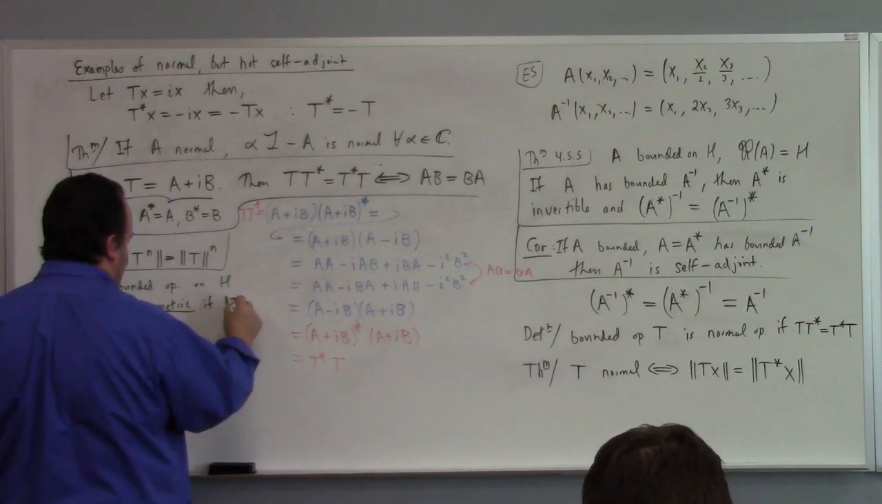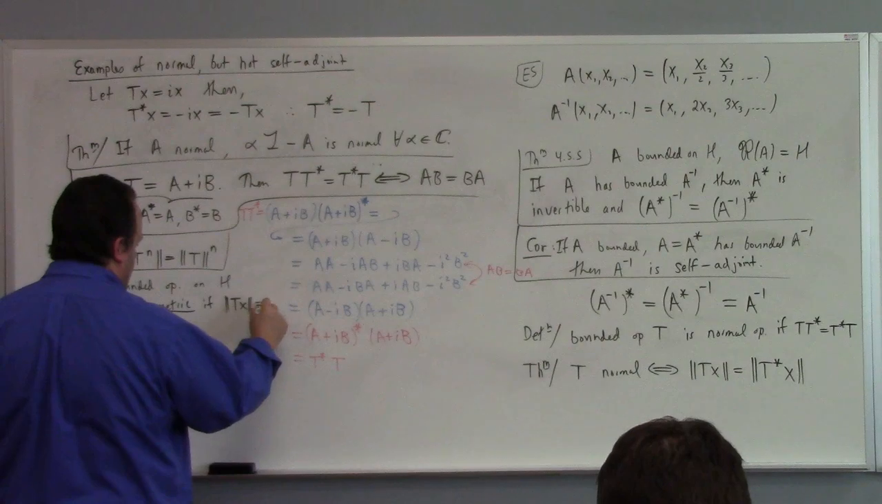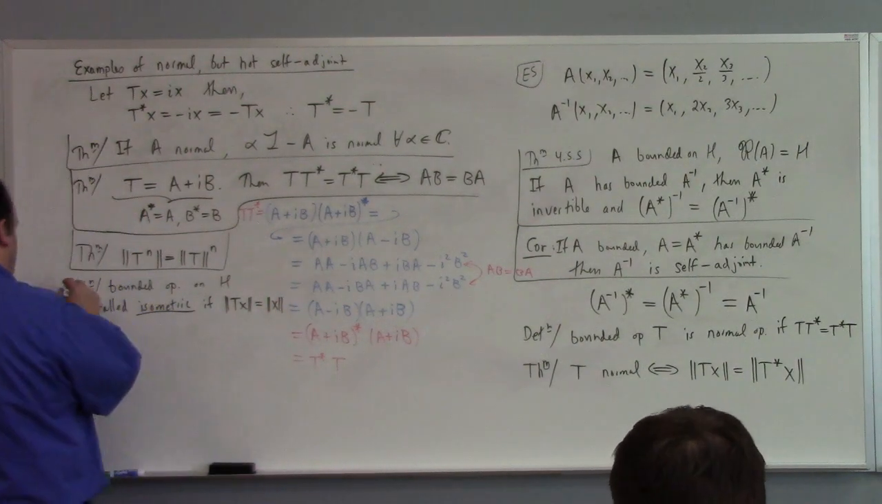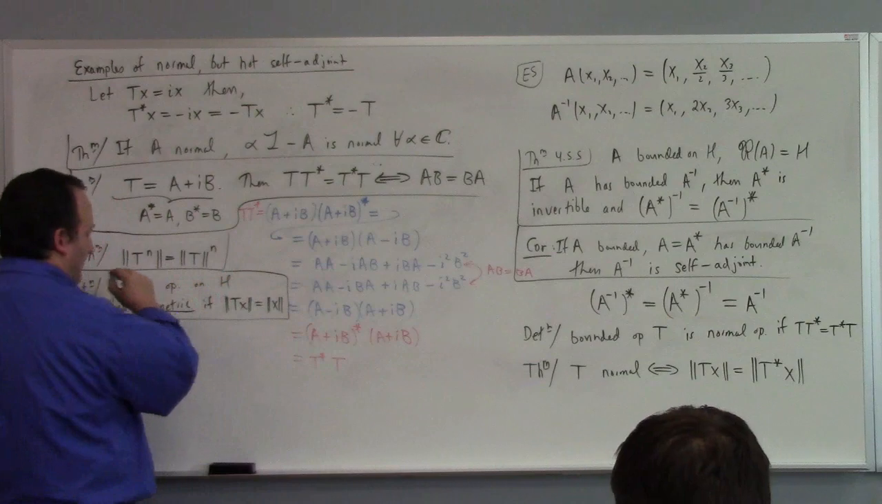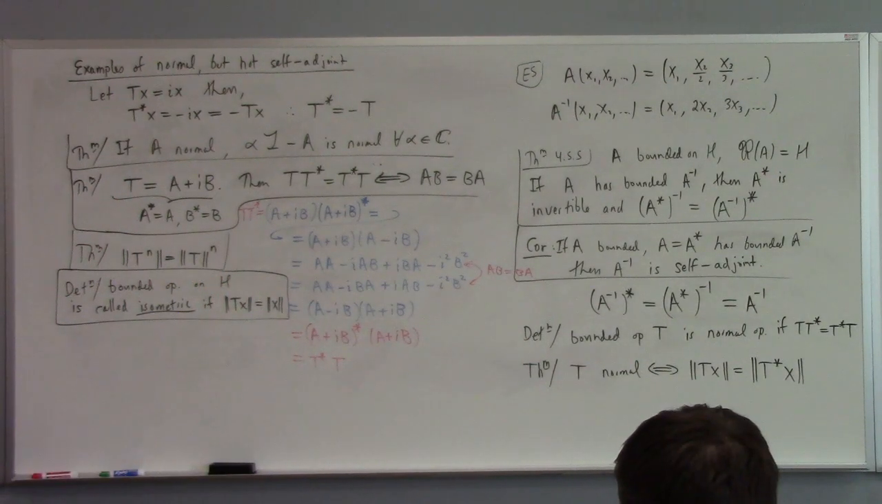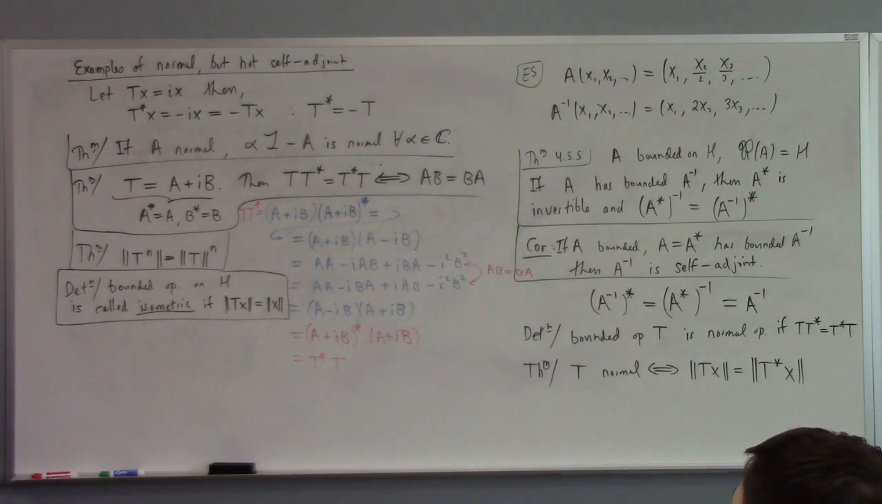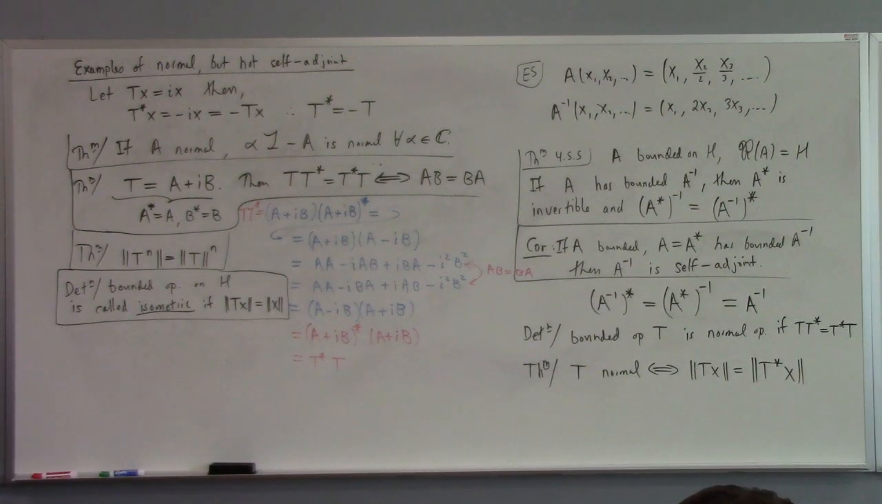If the norm of T of x is equal to the norm of x for all x. So an isometric operator is one which preserves the norm. And he gives an interesting example of such a thing on a Hilbert space with a complete orthonormal sequence.